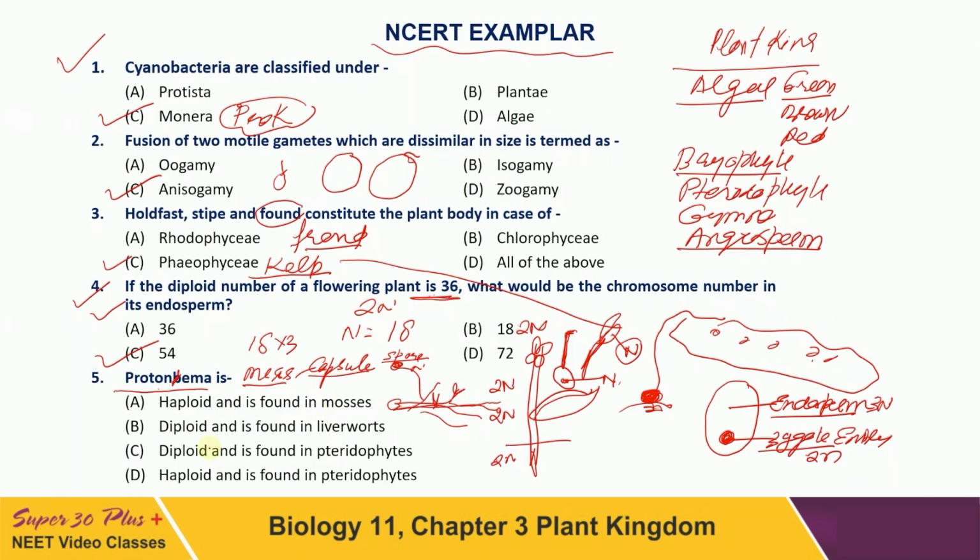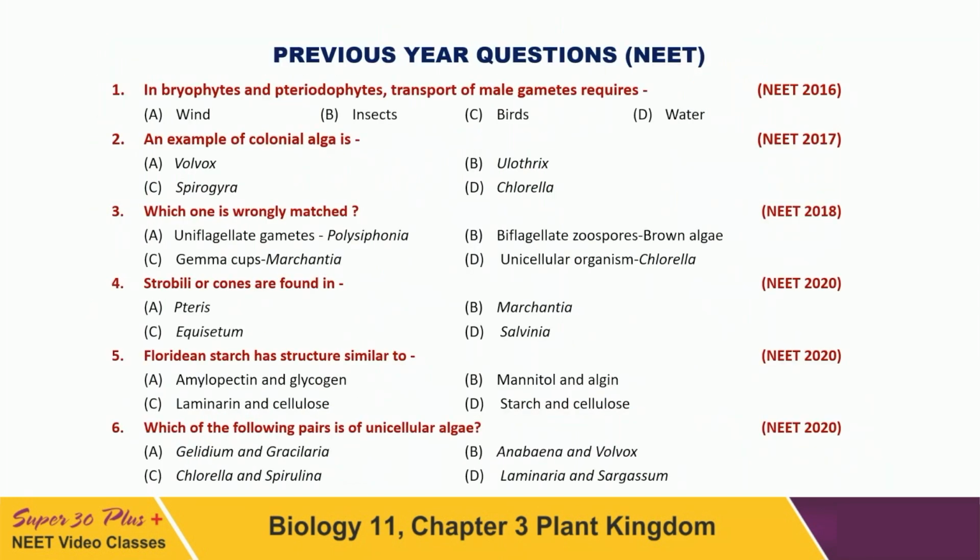See which one is correct. Is it diploid? It's not diploid. It's not found in liverwort. This is not diploid. It is not found in pteridophyte. This is haploid, but it is not found in pteridophyte. What's the right answer? This is haploid because it is formed by spores, and it is found in the case of mosses. Right? See a few questions of the previous year examinations. Bryophyte and pteridophyte, transport of male gamete requires, yes, water. An example of colonial algae, you can say, is Volvox.